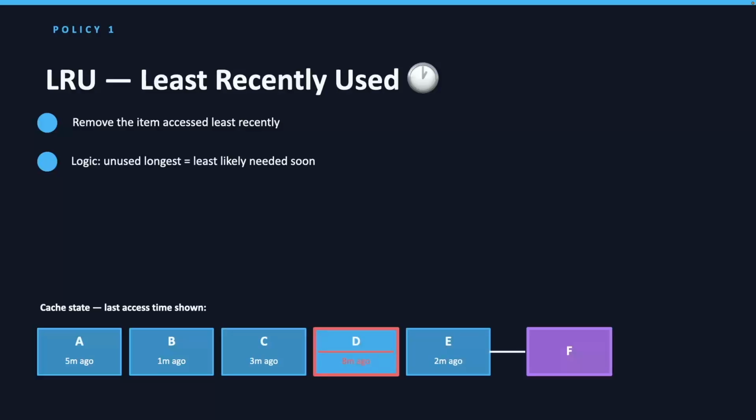New item F needs to come in. LRU looks at the timestamps and asks which item was accessed least recently. The answer is D, 8 minutes ago. D gets evicted, F takes its place.